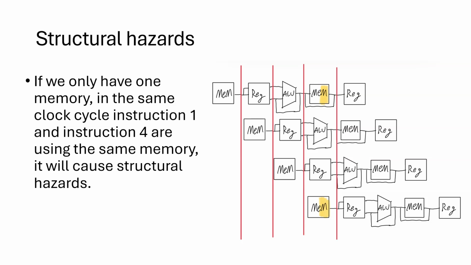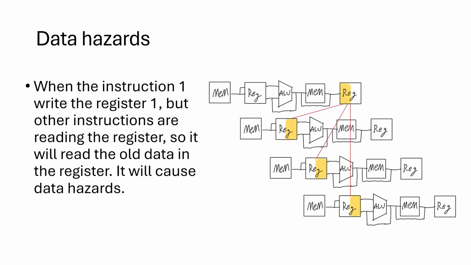And then the data hazards. We can see in the right picture there are a lot of instructions that want to use the same register, but we have to wait for instruction 1 to write back to the register, so the other instructions behind it can get a correct value. The data hazard will happen when one instruction reads the register but gets the old value.